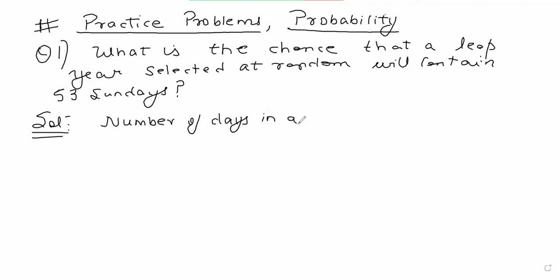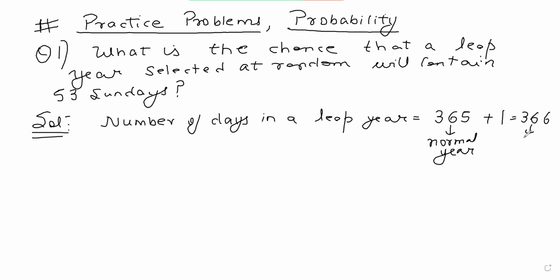in a leap year. All students know that a leap year contains one more than the normal number of days in a non-leap year. So there are 365 days in a normal year, but a leap year contains one extra day. So there are 366 days in a leap year.